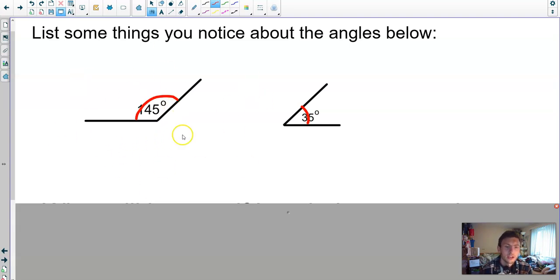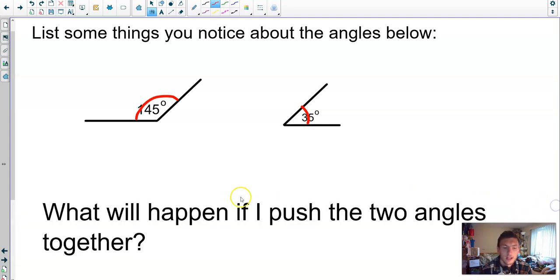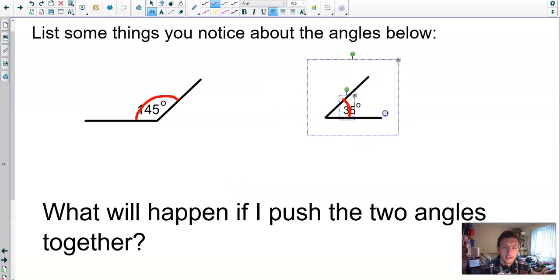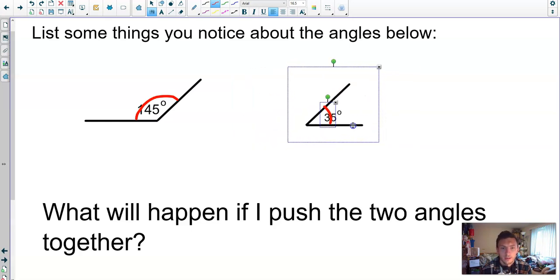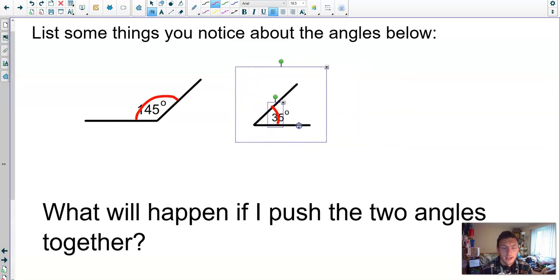So an angle that's larger than 90 degrees is obtuse. An angle that is less than 90 degrees is acute. Now these two angles are very specific. We made them the way we did for a reason. What will happen if I push these two angles together? So if I take this angle, and I move it, and I push it over there. Does anyone see what's going to happen?